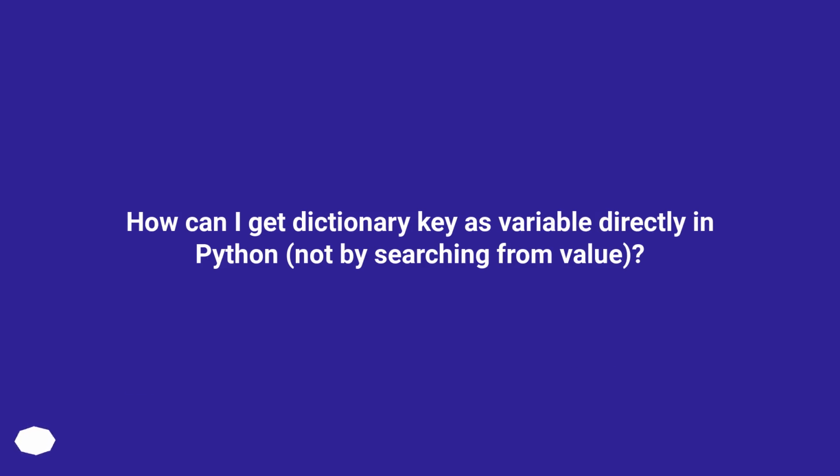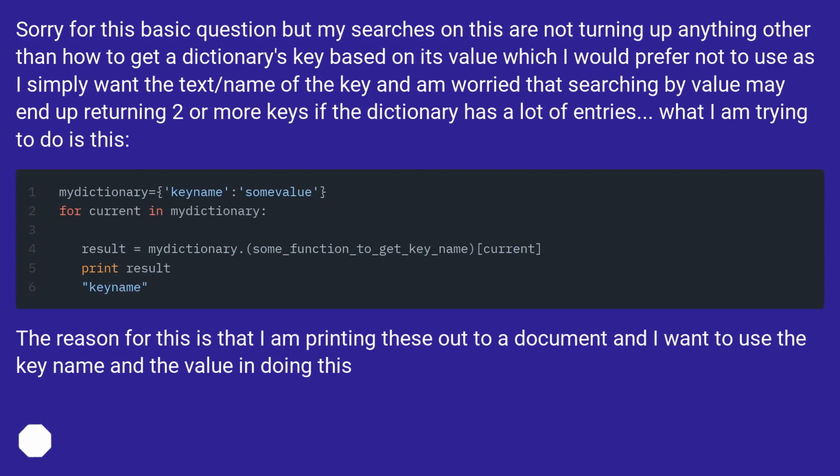How can I get a dictionary key as a variable directly in Python, not by searching from value? Sorry for this basic question, but my searches on this are not turning up anything other than how to get a dictionary's key based on its value, which I would prefer not to use, as I simply want the text/name of the key, and am worried that searching by value may end up returning 2 or more keys if the dictionary has a lot of entries.